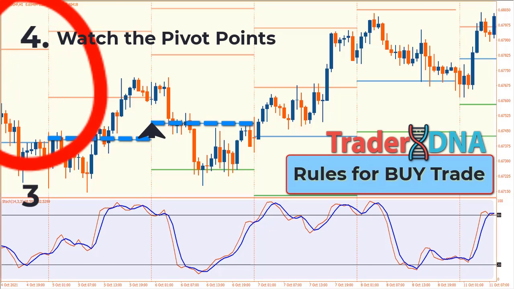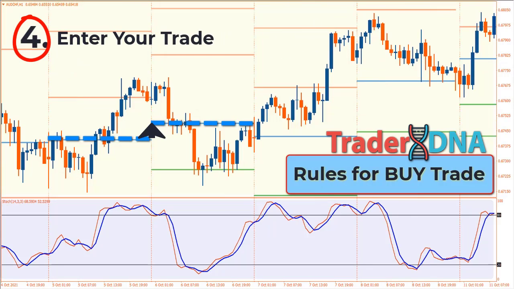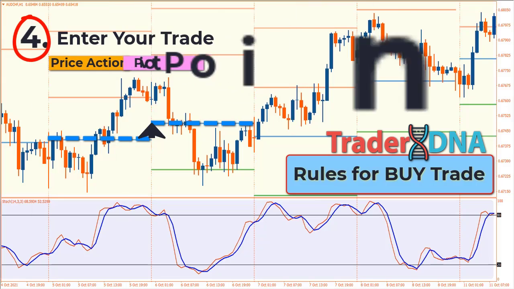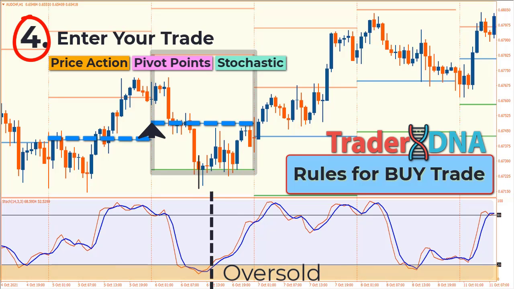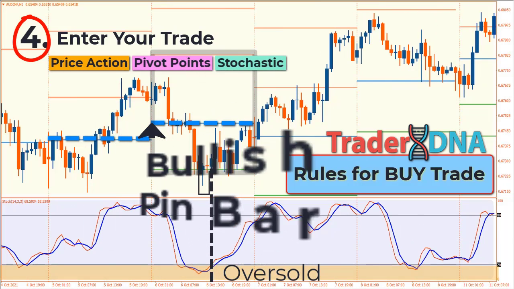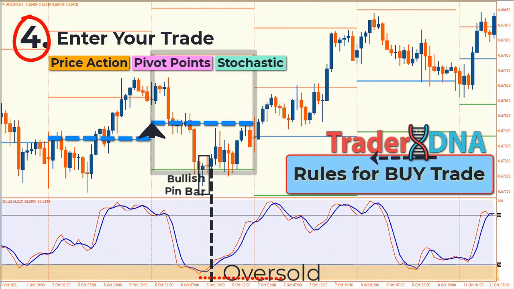Step number 4. Enter your trade. Considering price action, pivot points, and stochastic oscillator, all you have to do is to pinpoint your entries around pivot point, support 1, and resistance 1 levels. Enter your long trade when the stochastic oscillator is oversold or below 20 but is starting to reverse upwards. As soon as your entry order has been filled, make sure to place your target and stop loss orders.